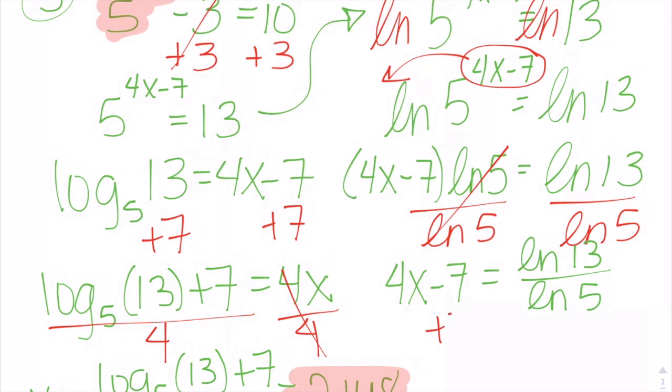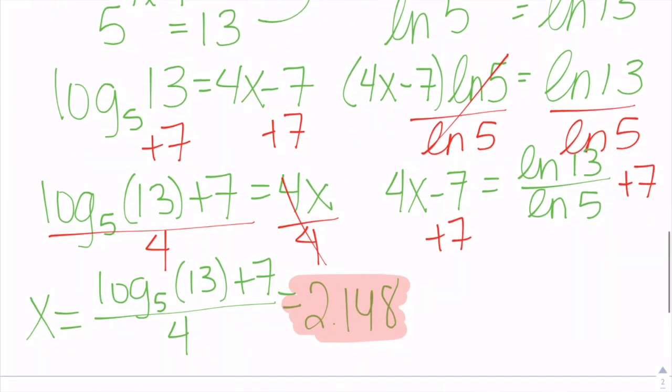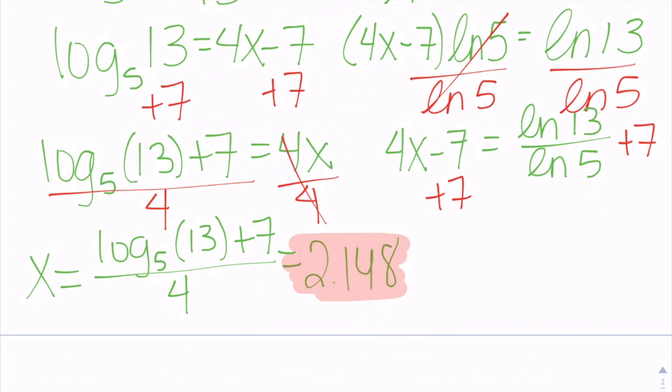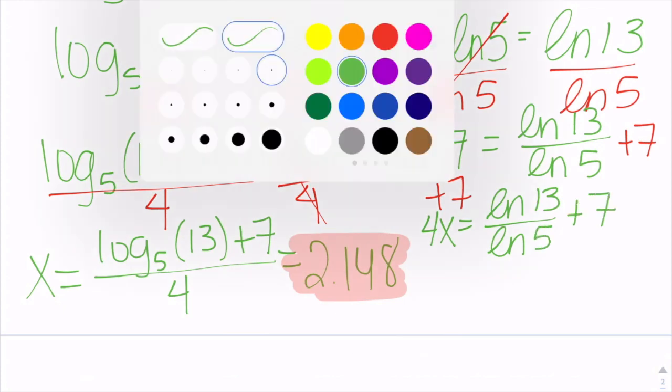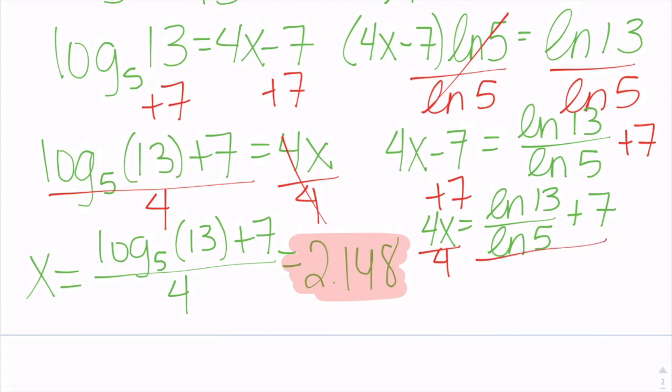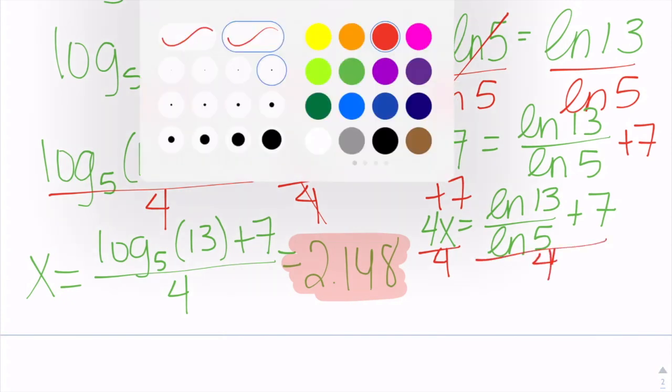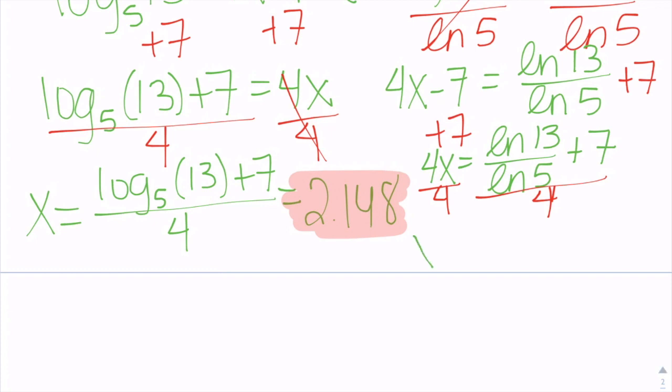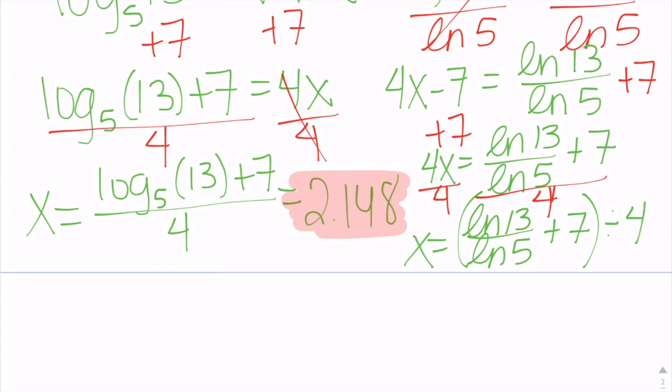Now continue to solve for x, so we're going to add 7 to each side. And so we get 4x equals the natural log of 13 over the natural log of 5 plus 7. And now I'm going to divide each side by 4. And so you get x is equal to the natural log of 13 over the natural log of 5 plus 7, and then all of this divided by 4. And when you type that into your calculator, you'll get the same answer as before of 2.148.